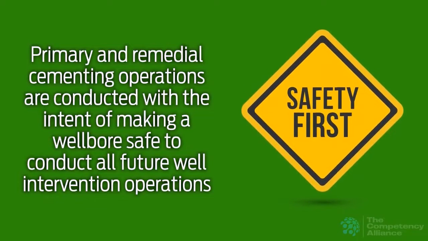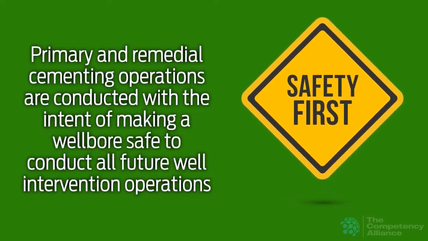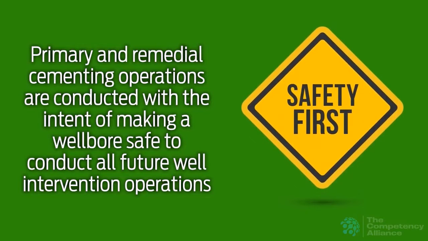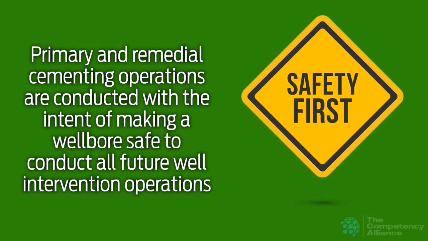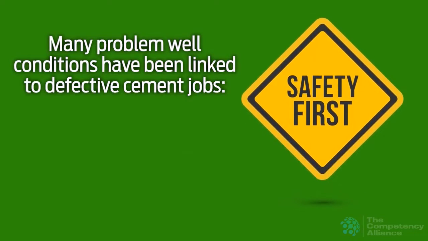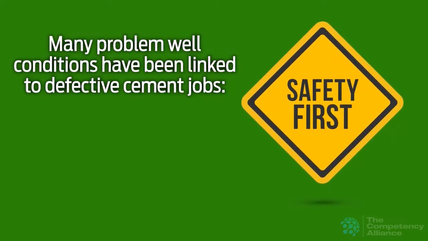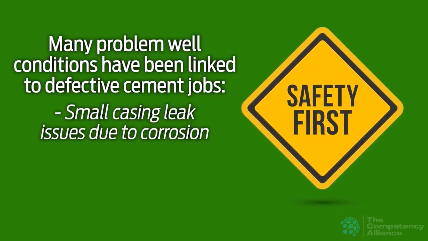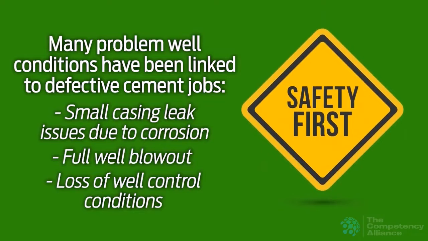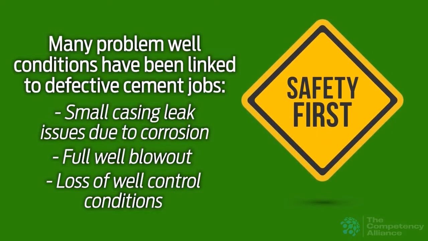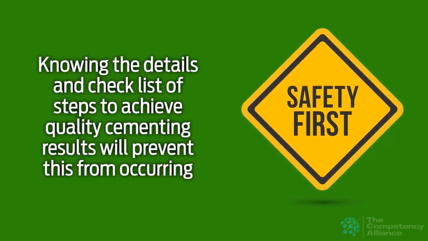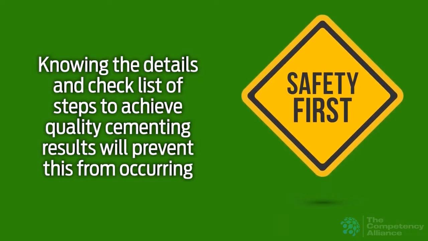Primary and remedial cementing operations are conducted with the intent of making a wellbore safe to conduct all future well intervention operations by isolating reservoir pressure and fluid flow as part of the overall barrier plan required for each well. Many problem well conditions and situations, ranging from small casing leak issues due to corrosion to full well blowout and loss of well control conditions, have been linked to defective cement jobs which fail to isolate well pressure and flow. Knowing the details and checklist of steps to achieve quality cementing results will prevent this from occurring.